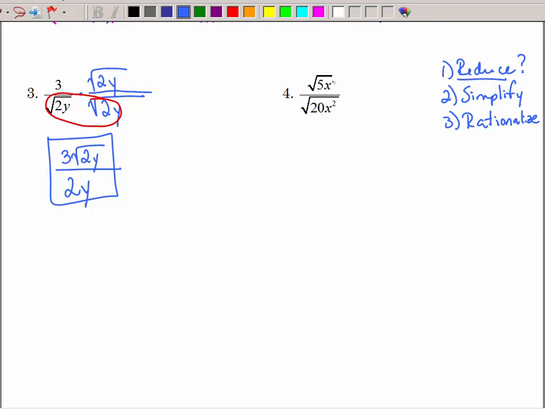All right, let's look at problem number 4. Can I reduce? Again, since they're both under the square root, you could think about that as one large square root sign. I can reduce that. So let's see, 5 goes into 25 times, and I can reduce the x's.